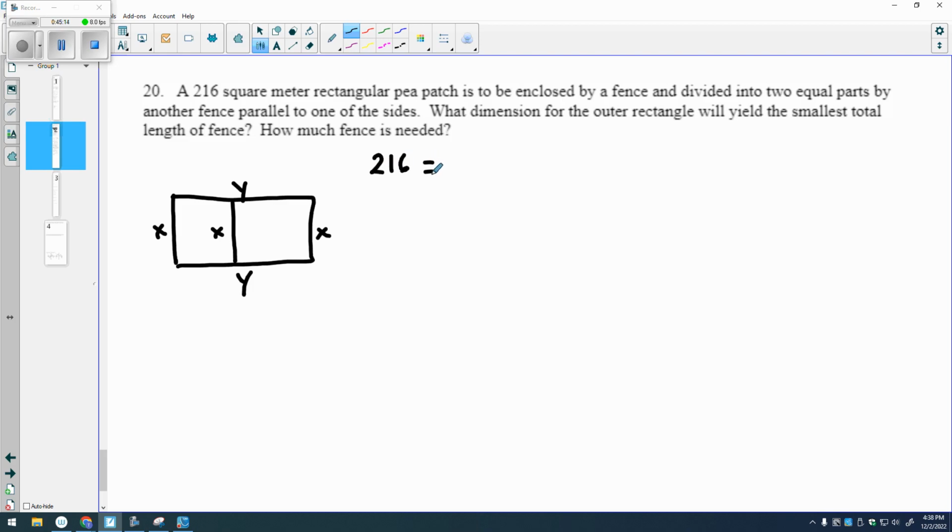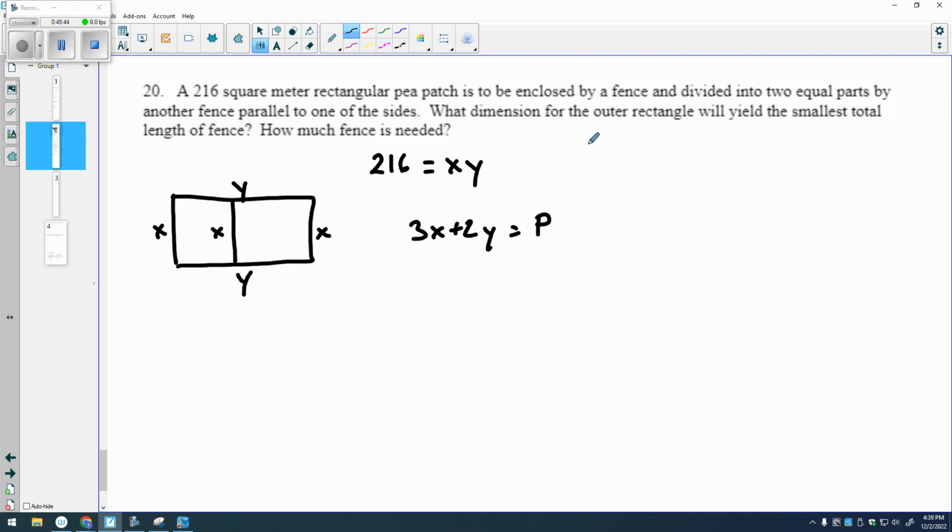So now here's what I know. 216 square meters of pea patch. We want that much area. How do you find the area? Length times width. Length is x, width is y, x times y equals 216. We want the dimensions to yield the smallest total length of fence. So how much is my fencing? 3x plus 2y equals, I'll call it perimeter.